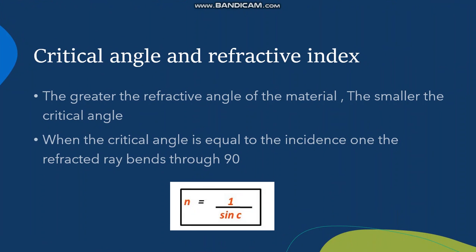Critical angle and refractive index. The greater the refractive index of the material, the smaller the critical angle. When the critical angle is equal to the incidence angle, the refracted ray bends through 90 degrees. n is equal to 1 over sine c. You are going to ask, where did we get the 1 from? The 1 comes from the fact that sine i is sine 90, and if you put that into your calculator, you're going to find it to be 1. So basically, n is equal to 1 over sine c.